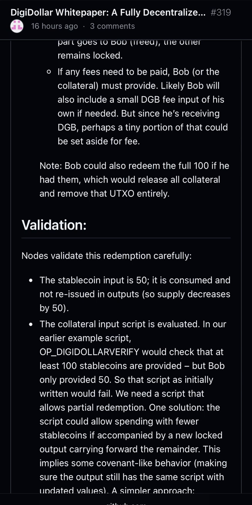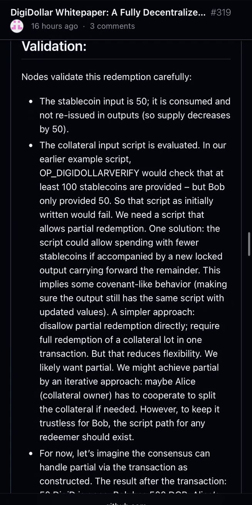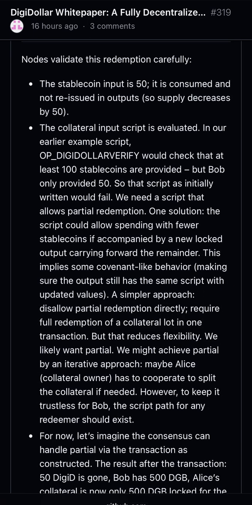Likely Bob will also include a small DGB fee input of his own if needed. But since he's receiving DGB, perhaps a tiny portion of that could be set aside for the fee. Note, Bob could also redeem the full 100 if he had them, which would release all collateral and remove that UTXO entirely. Validation: nodes validate this redemption carefully.